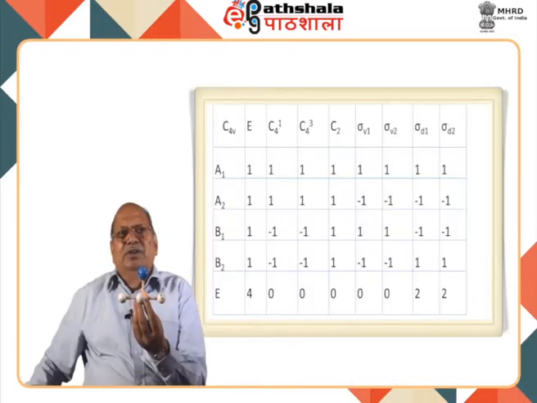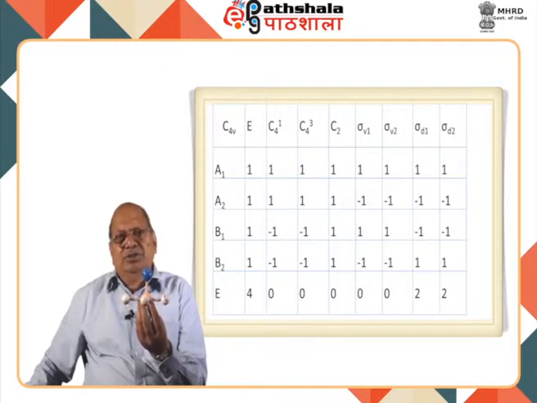The partial character table of the C4V point group is also given beside this. That is, I have in this character table A1, A2, B1, B2 and E. Total 5 irreducible representations are there, and we will see the effect of E, C41, C43, C2, sigma V1, sigma V2, sigma D1 and sigma D2. That is, I will go on with the effect of symmetry operations for this.